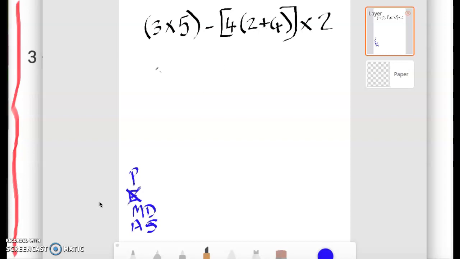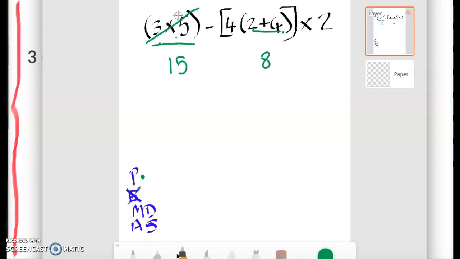All right, looking at the very first thing I need to do, I'm going to look at the P. I'm doing everything in the parentheses first. So that means this is in parentheses, and I'm going to go ahead and solve what's in these parentheses. 3 times 5, that's 15. Now I also have these parentheses here, which is 2 plus 4. So I'm going to do that at the same time.